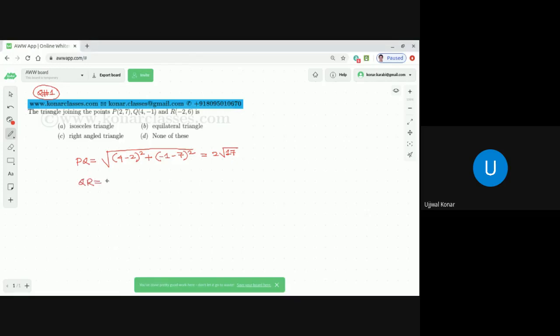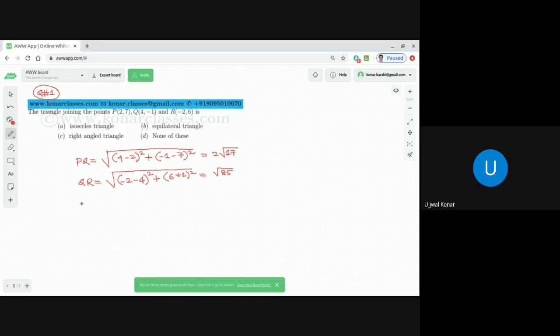In a similar manner, we can find the value of QR. QR is equal to the square root of (x coordinate of R, that is -2, minus x coordinate of Q, that is 4), that is (-6) whole square, plus (6 minus of -1). 6 is the y coordinate of R minus the y coordinate of Q, that is -1. So minus of -1 becomes +1. 6 plus 1, 7 whole square. So what we get is square root of 85.